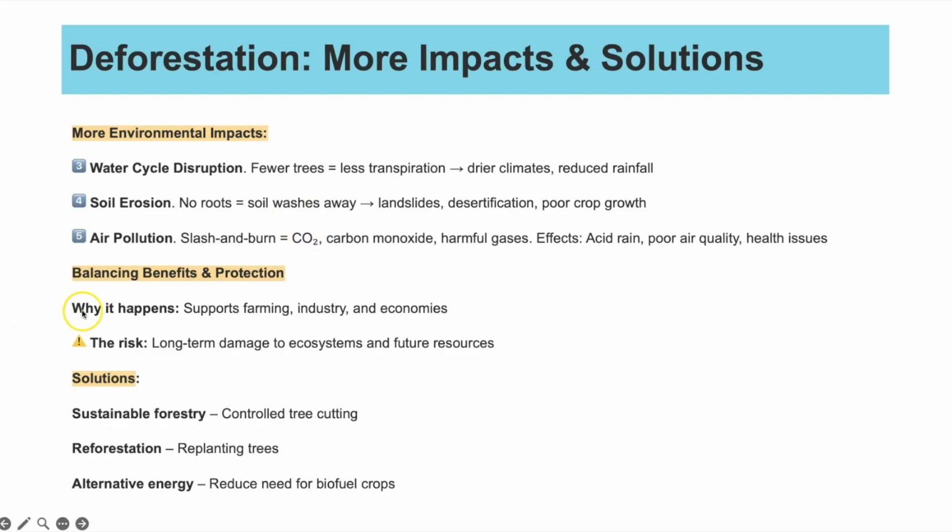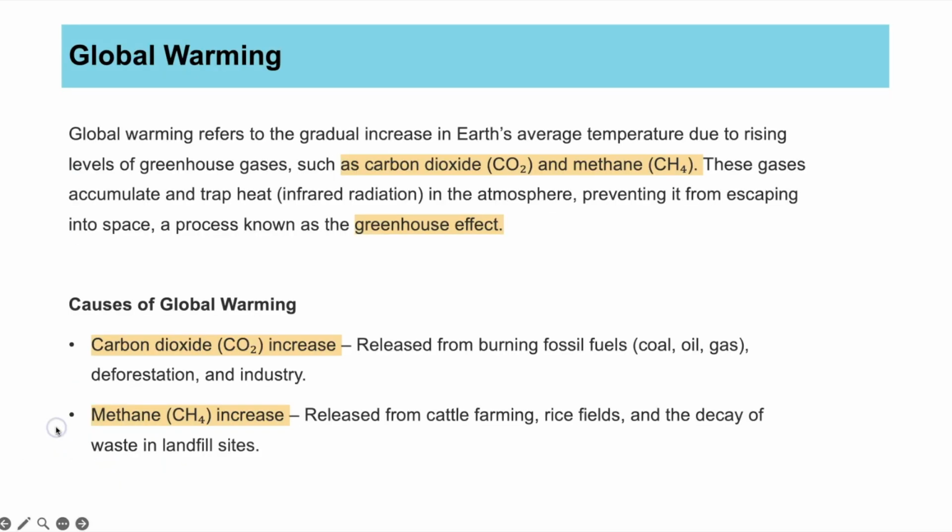So we always need to be balancing the benefits with considering the long-term effects and coming up with sustainable solutions. So for example, if you cut down a forest in one area, you need to replant it or try and come up with alternative energy sources as well.